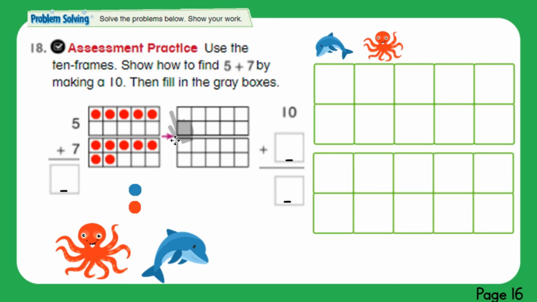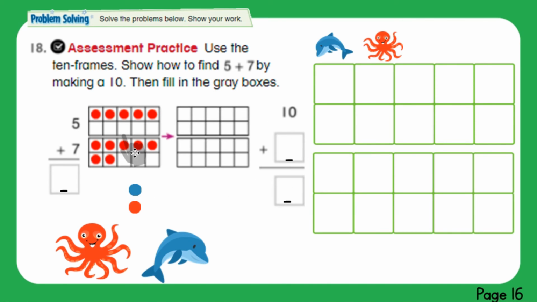We have to use tens frame, and we have to show how we can make 5 plus 7 using the same method we had learned in this lesson earlier, that we have to grab the counters from the second frame to the first frame to complete the first frame. Then we are going to count simply how many more after 10 here. Then fill in the gray boxes. Then you have to fill in the answer here.